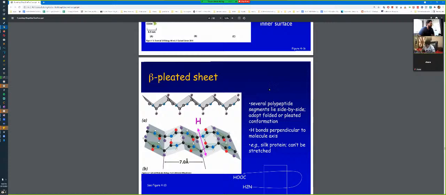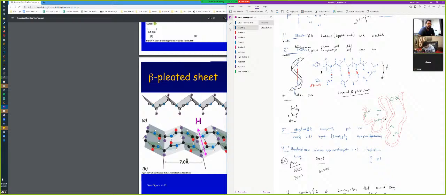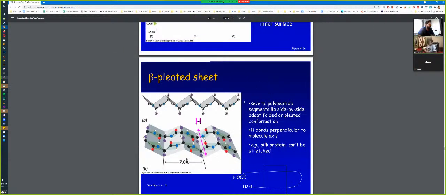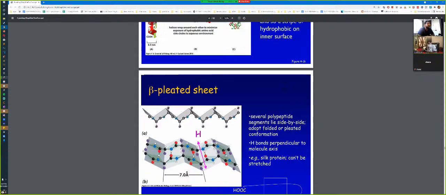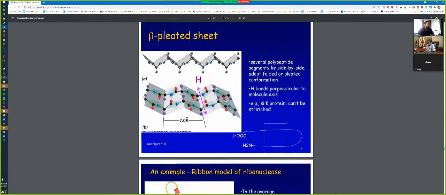But in my notes, I do have this. You see how the hydrogen bonds are still being formed between the hydrogen of the amine group and the carbonyl oxygen. Yeah, that's what's happening here. And then they bend. There's a turn as well.